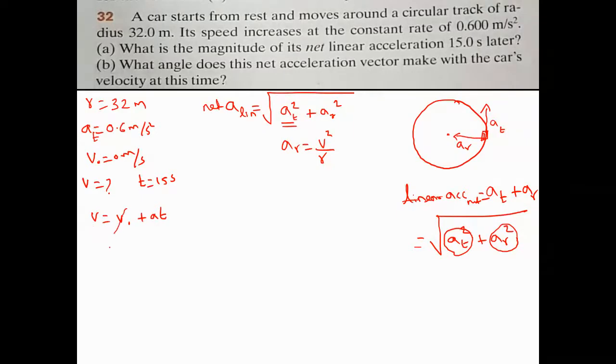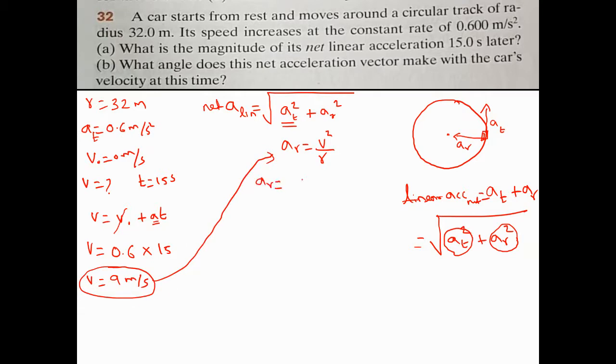Your initial velocity is 0. So v equals the tangential acceleration, 0.6, multiplied by time, 15. When you work this out, you get 9 meters per second. Once you find this speed, I'm going to substitute it here. My radial acceleration equals 9 squared over my r value, 32. So I get the radial acceleration as 2.53 meters per second squared. Understand? Understand.